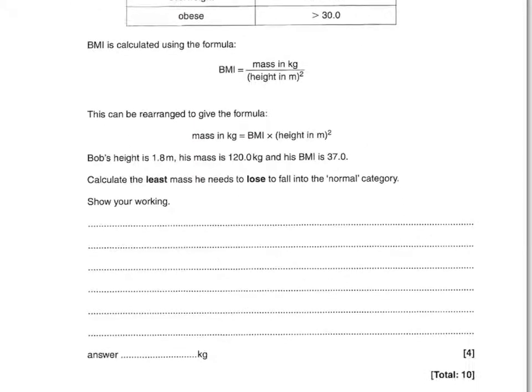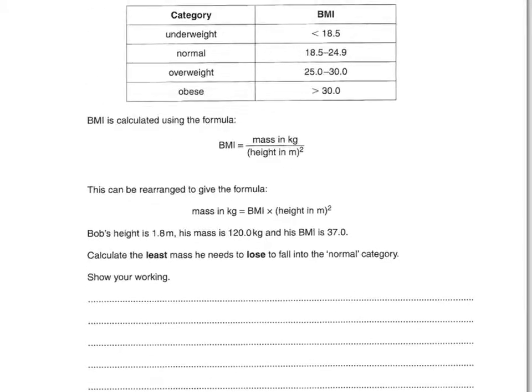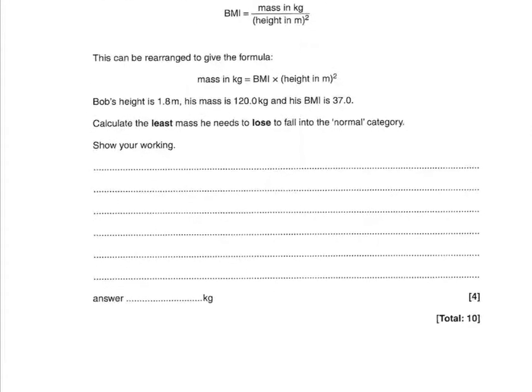There's the formula. This can be rearranged to give the formula which gives you the mass in kilograms instead. And it says Bob's height is 1.8 metres, 120 kilograms, and his BMI is 37. Calculate the least mass he needs to lose to fall into the normal category. So the least mass you'll have to lose will make him normal, will give him a BMI of 24.9. So what we've got to do is put that BMI into that formula and first work out what mass he has to be to have that BMI.